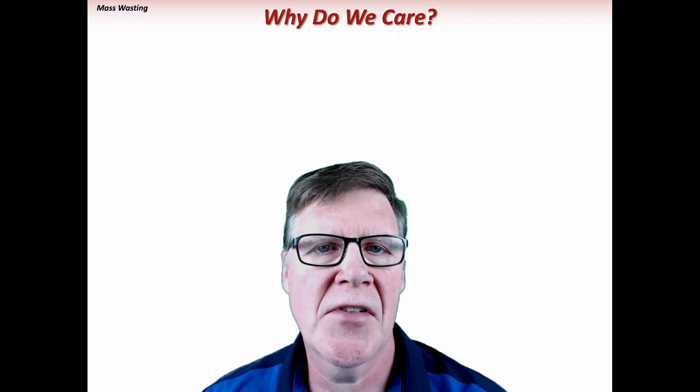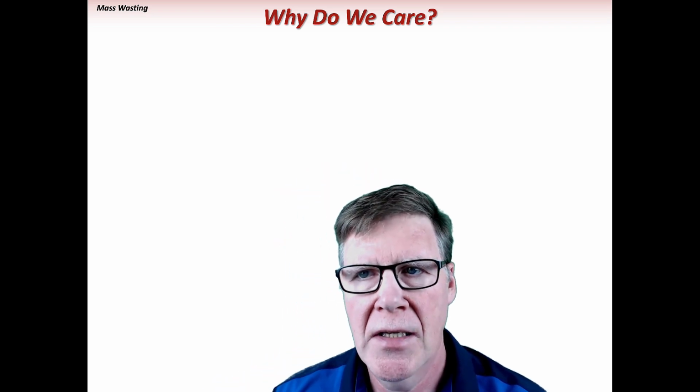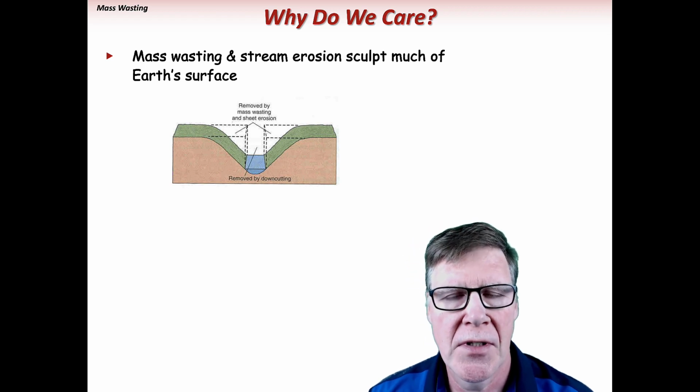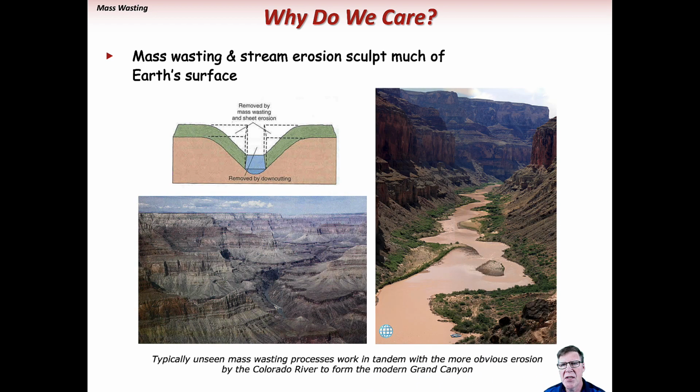Mass wasting is constantly going on all around us, and coupled with stream erosion, helps shape much of the Earth's surface. Typically unseen mass wasting processes, like rockfall, debris flow, landslide, etc., work in tandem with the more obvious erosion by the Colorado River to form the modern Grand Canyon.